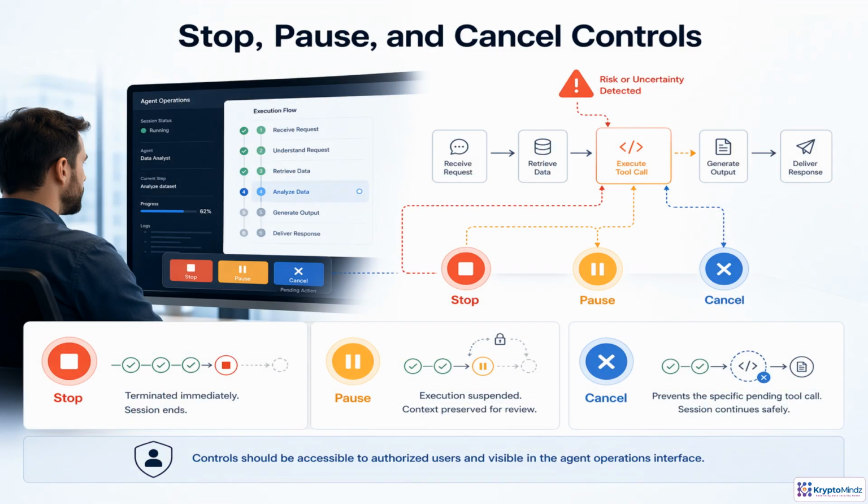Human intervention controls are not interchangeable. Stop is the emergency brake. It terminates the agent session when risk is critical, a policy is violated, or continued execution is unacceptable. Pause is a holding pattern. It suspends work, preserves context, and gives a reviewer time to clarify, approve, or redirect. Cancel is narrower. It blocks one pending action, such as a risky tool call, while allowing the overall conversation or workflow to continue. These controls need clear permissions, auditability, and high visibility, so authorized operators can act before uncertainty becomes harm.